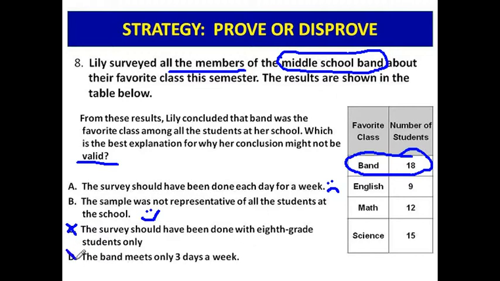So going back and looking at it, I don't think it's going to be A, the survey should have been done each day for a week. I think the reason why this might not be valid is because the sample wasn't representative of all the students at the school. It was only representative of the people in her band class. So B is my answer choice here. Was it your answer choice? I knew it was. See you in the next video.